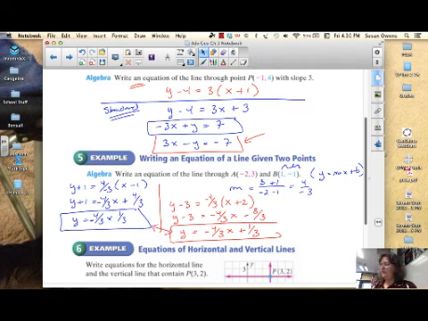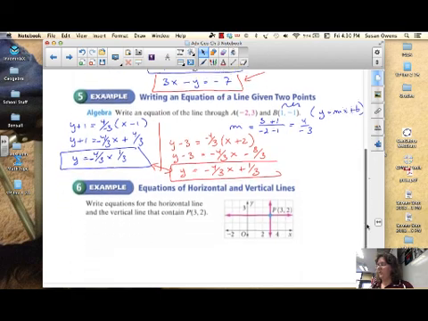Okay. Now, if it says to write it as an equation, it doesn't matter if you use point-slope form, slope-intercept form, or standard form. But if it says to write the equation in a certain form, you can start out with slope-intercept if you like slope-intercept, or point-slope if you like point-slope. But then your final answer has to be in the form it asks for.